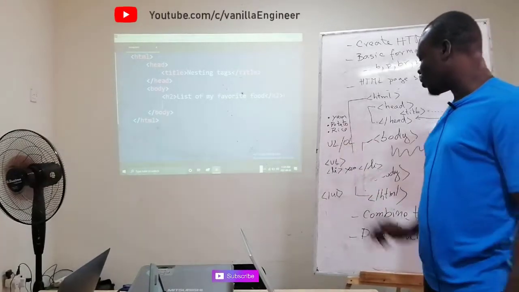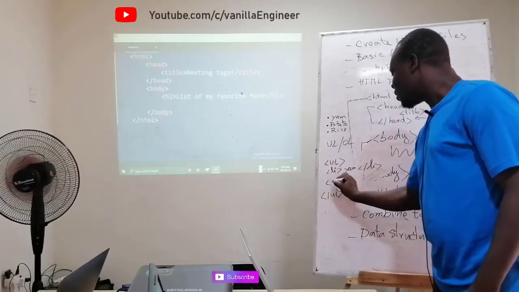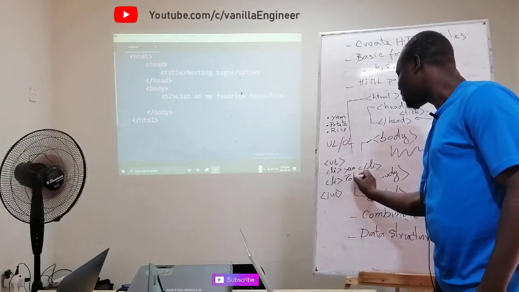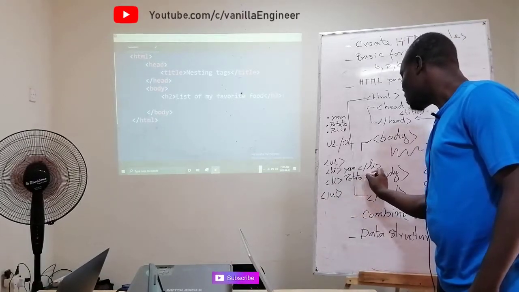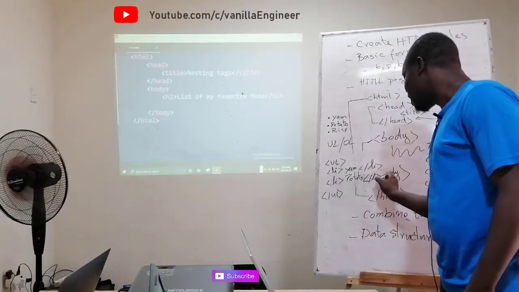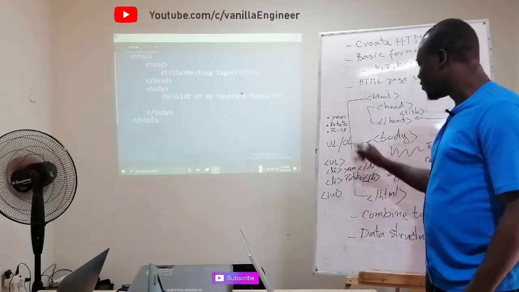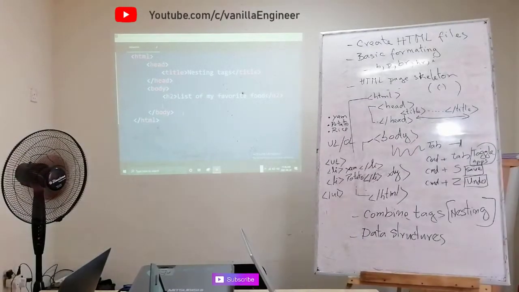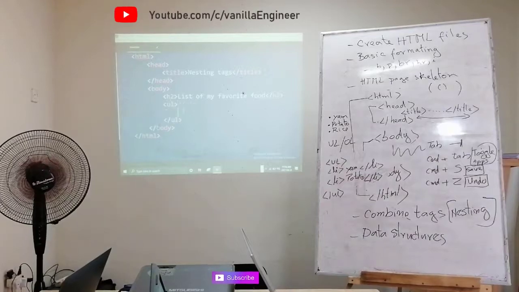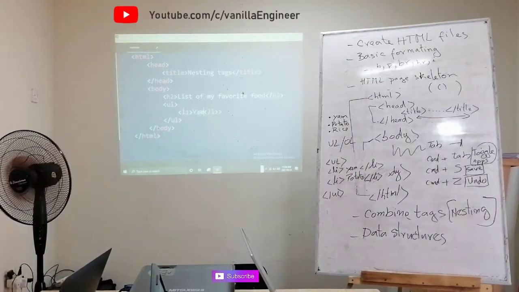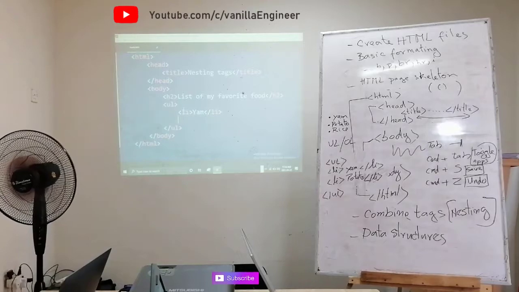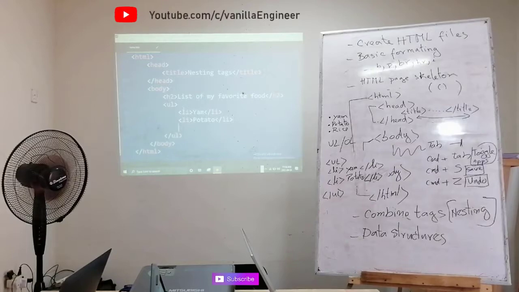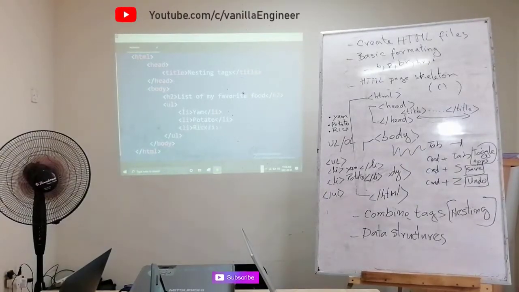Then to write potato, we do the same thing. We write li, then you write potato, then you close the li, and we do the same thing again for the rice. So let me write the code for you to see. So ul, li yam, li potato, and li for rice.